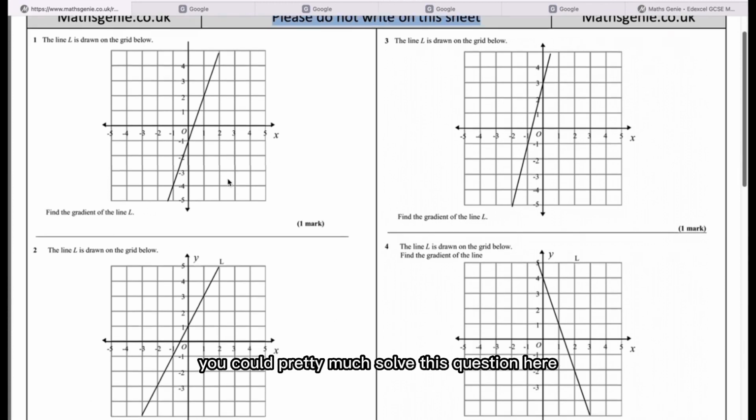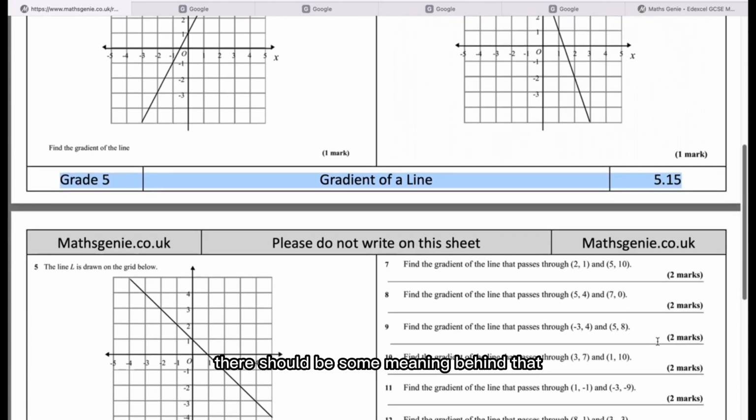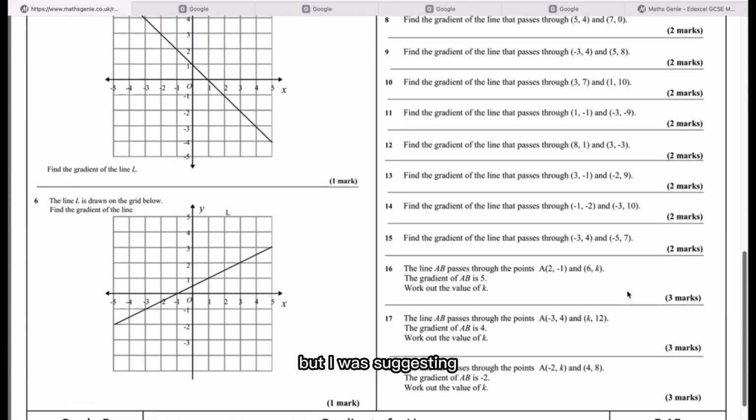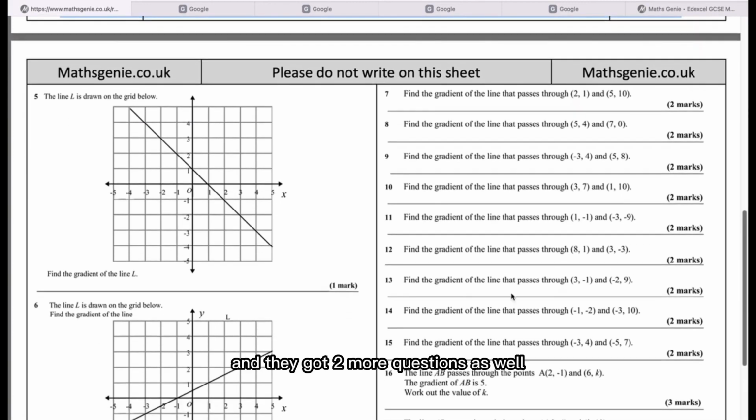You could pretty much solve this question here since we're just using a formula, y2 minus y1 over x2 minus x1, and that's pretty easy to do on the paper. If you want to, it's up to you. But look, one more question. It's grade 5. This says 5.15. There should be some meaning behind that, I think it's suggesting the specification. But the good questions are here, and then you've got 2 more questions as well.